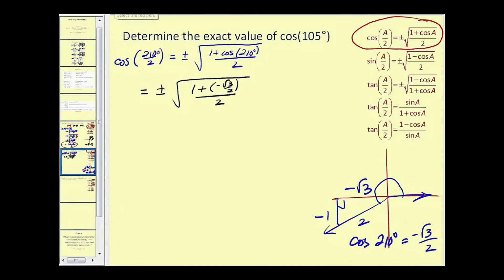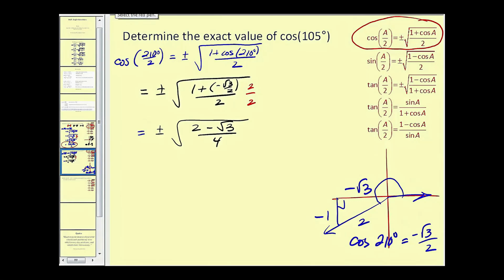Next, let's clear the fractions again, so I'll multiply the top and the bottom inside the square root by 2. Well, 2 times 1 would be 2, 2 times square root 3 divided by 2 would be negative square root 3, and then 2 times 2, of course, is 4.